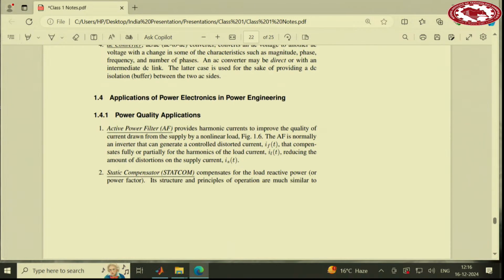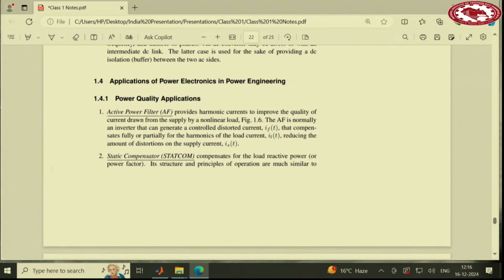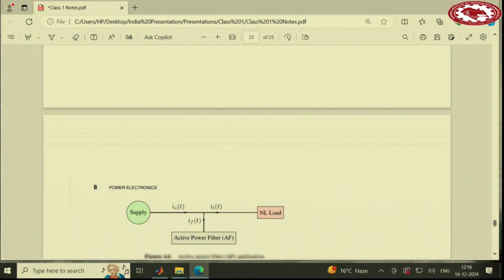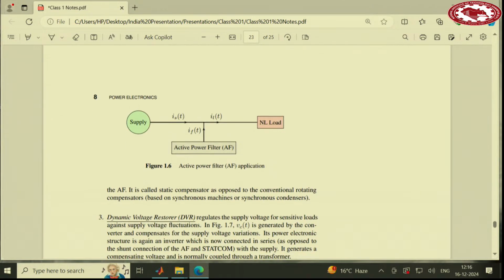Applications of power electronics. Again, I tried to classify them into, I think, 4 different groups. One is power quality applications, one is power system applications, one is distributed energy applications, and motor drives, we'll see. So power quality, there are a few different applications. One of them is active power filter. And if you look at this diagram here, it explains what an active power filter does.